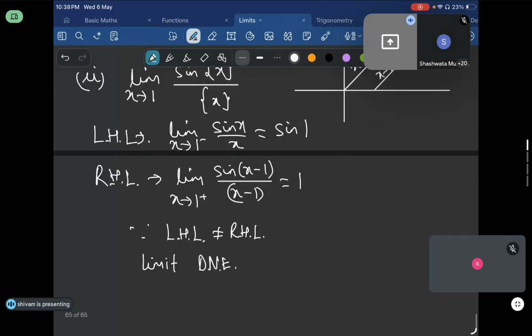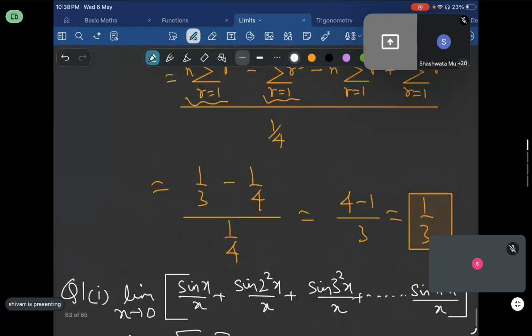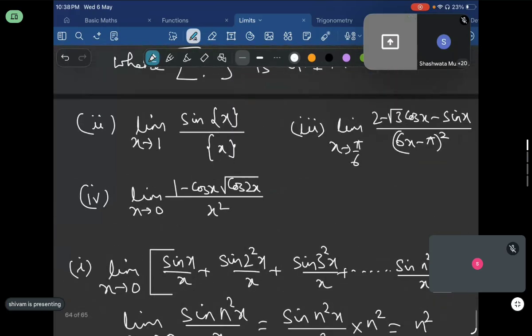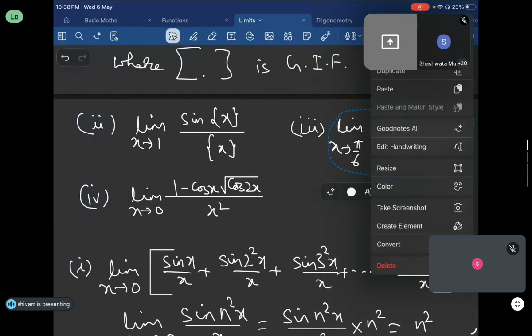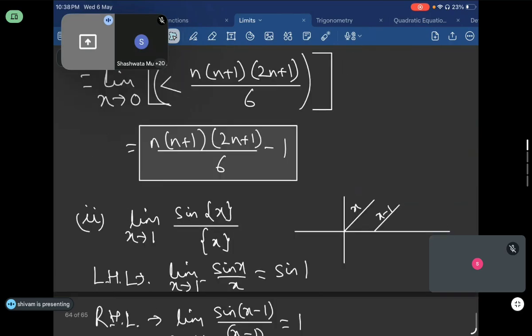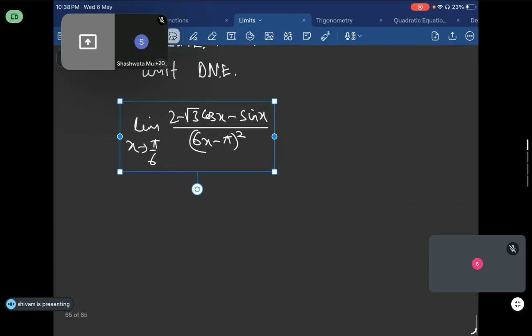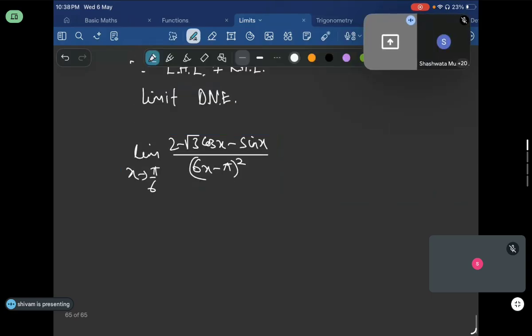Next, Adrija, part 3 is correct. Part 3 I'm solving, everyone. Part 3 is limit x tends to pi by 6. So are you people able to understand? It is 0 by 0 form. When you substitute pi by 6, you are going to get 0 by 0 form. Limit x tends to pi by 6. This is part 3.